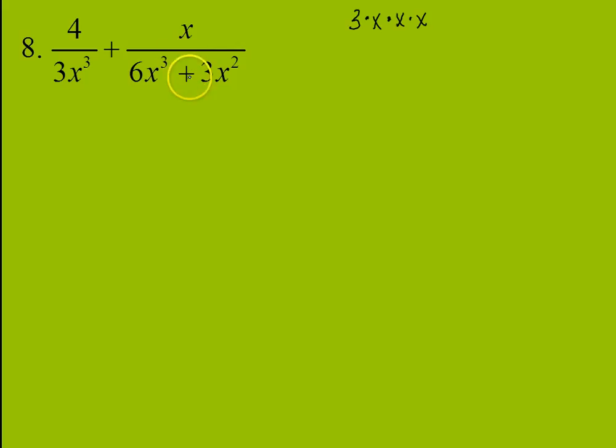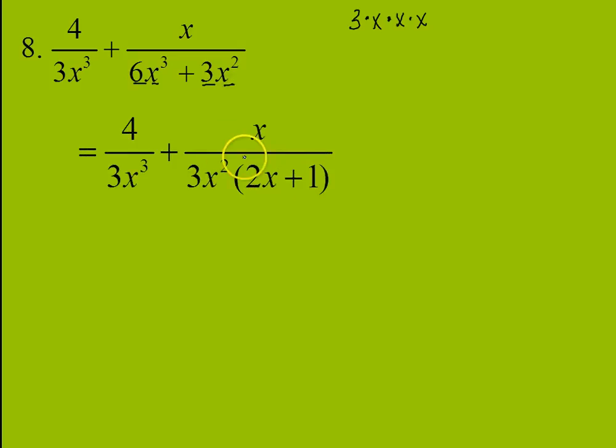There's a plus sign right here, so I need to decide, can I factor? Can I take something out? What can I do? I've got a 6 and I've got a 3. I can take out a 3. I've got an x cubed and an x squared, so I can take out an x squared.